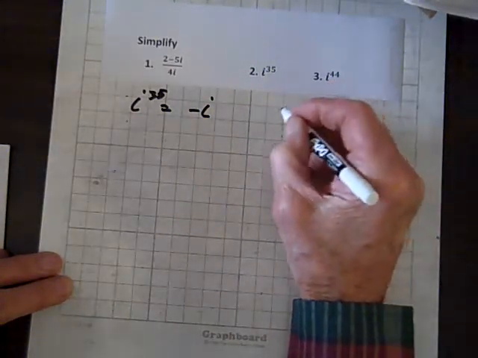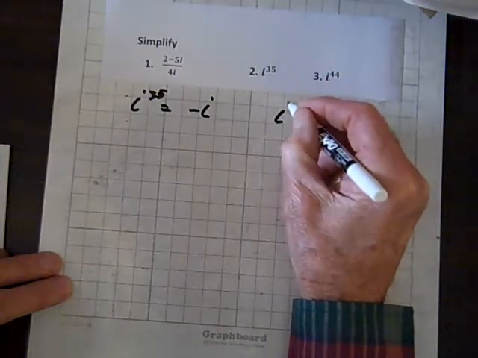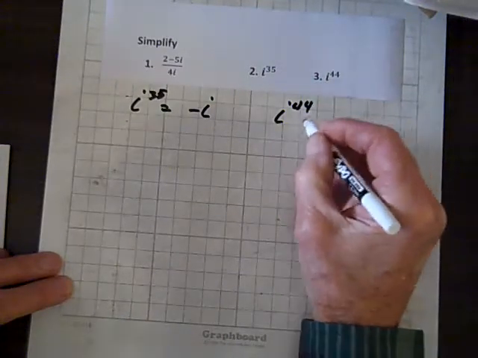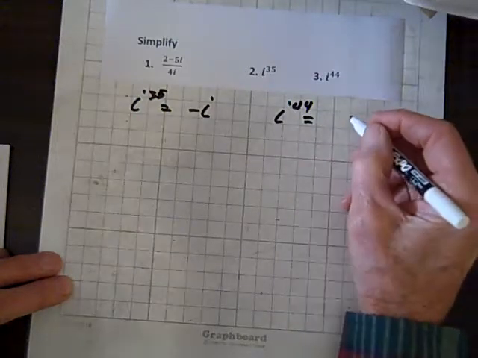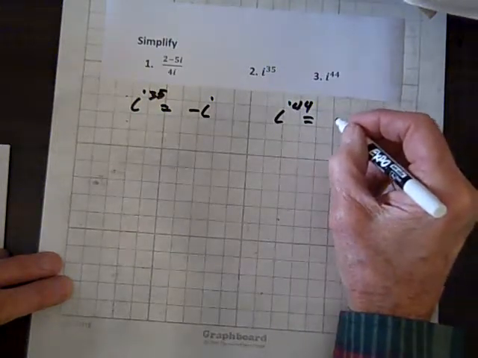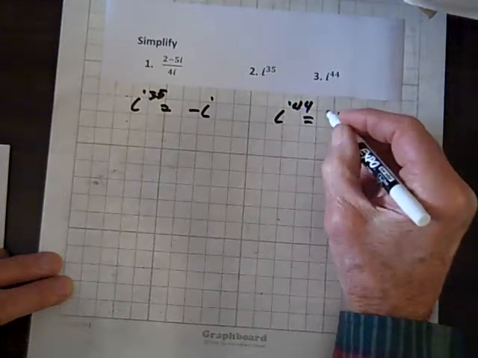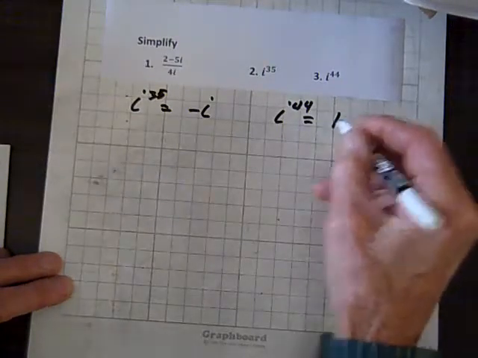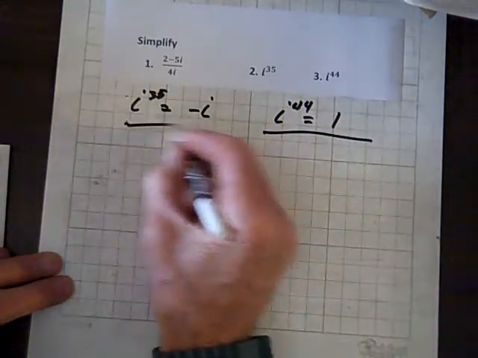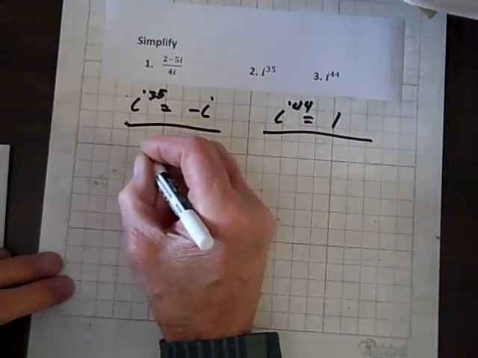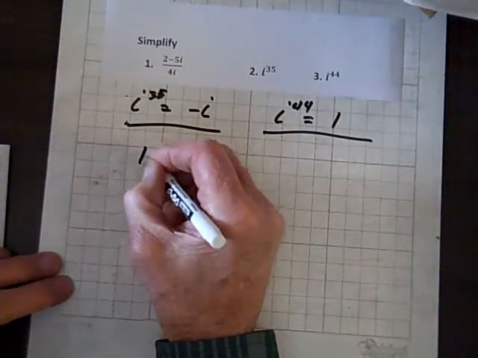Okay? Let's try i to the 44th. 44 is even, so we're going to get a 1, and it's a multiple of 4, so that's it. We're done. Practice that. Now we'll do number 1.